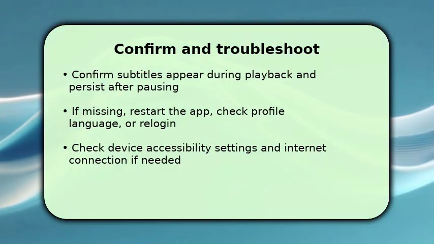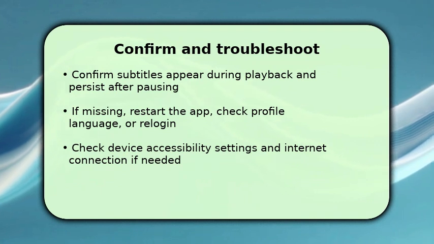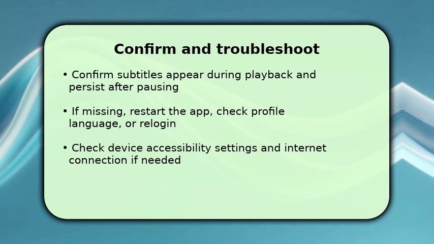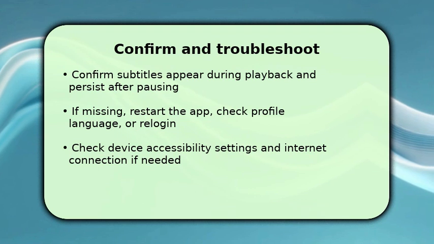Finally, confirm subtitles display while the show plays and after pauses. They should persist for the rest of the title. If subtitles don't appear, first close and reopen Netflix, then restart the TV. Simple restarts resolve many display bugs.